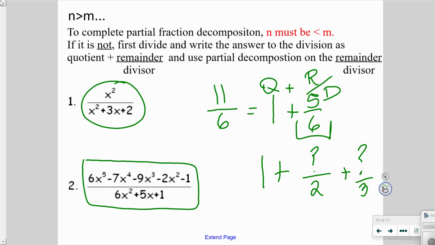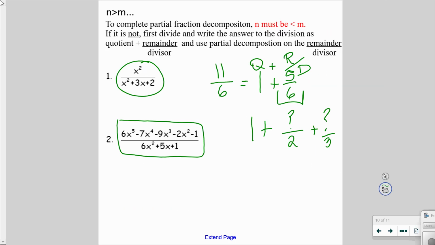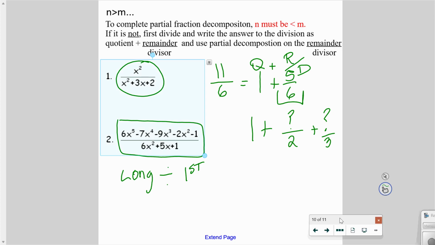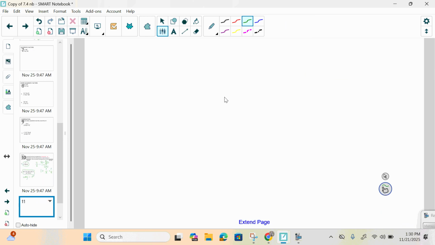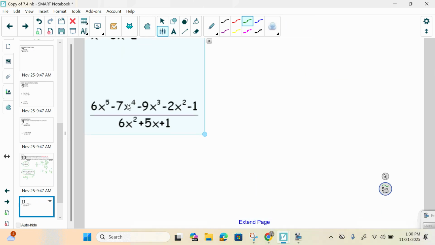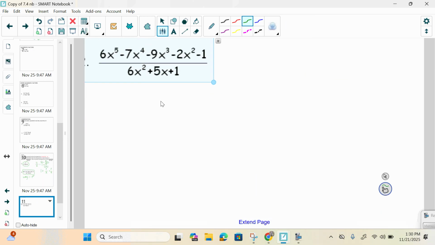So on this first one, we need to do long division first, okay? You have to do long division. So I'm just going to give myself another slide, right? Because I know I'm not going to have enough room. Please don't let the long division be the part that trips you up. Because this long division isn't really that bad.